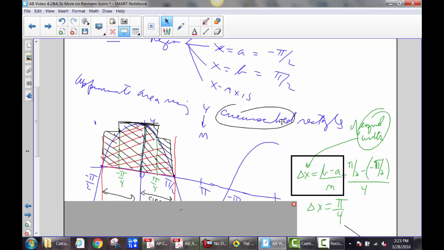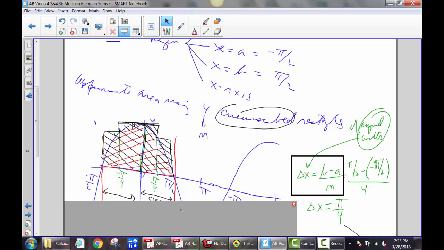And then each of these rectangles has to be circumscribed. So starting over here, circumscribed means the rectangle has to be bigger than the area under the curve beneath it in all cases. Well, that's going to happen at the highest point on that interval, which in this case happens to be right endpoint. So here's your first rectangle.